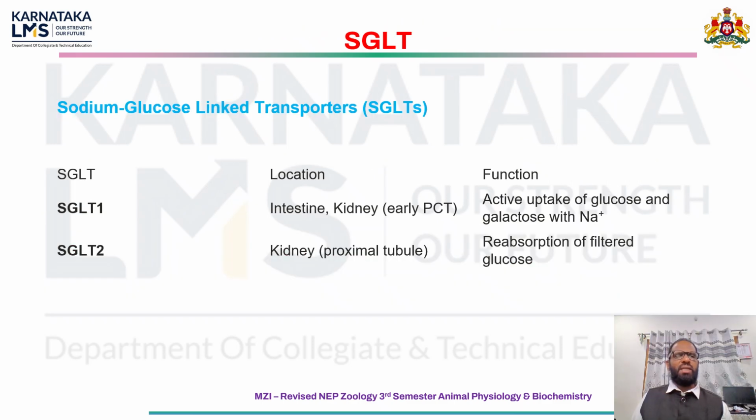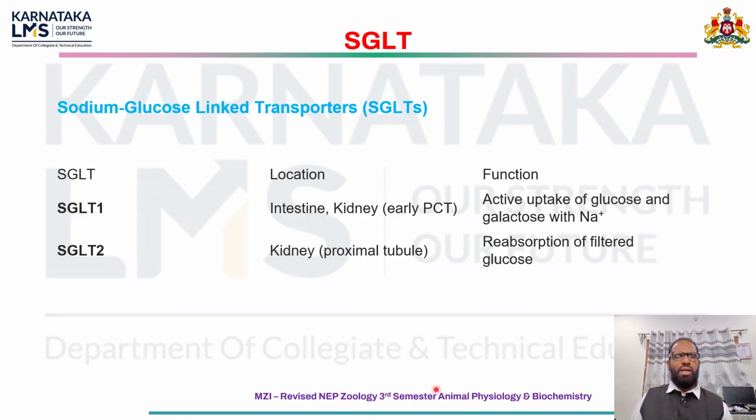Then if you take the second type of transporters, they are called the SGLT. SGLT is an abbreviation, and the long form of this abbreviation is sodium glucose linked transporters. That's why they are called the SGLT. And if you take the SGLTs, there are two types. One is called SGLT1, and the second one is called SGLT2.